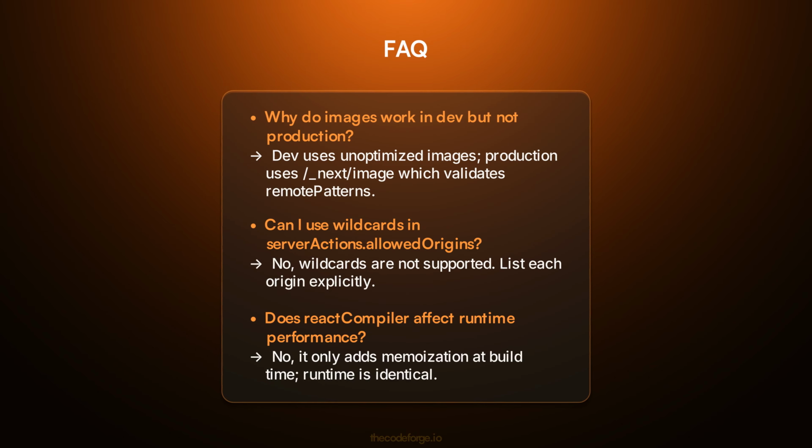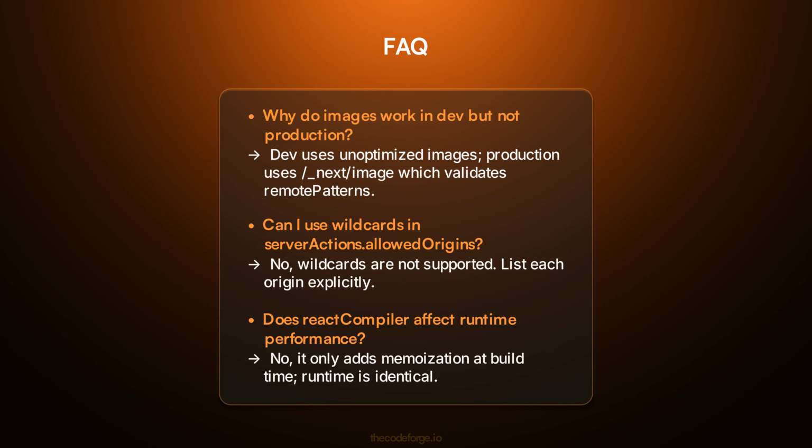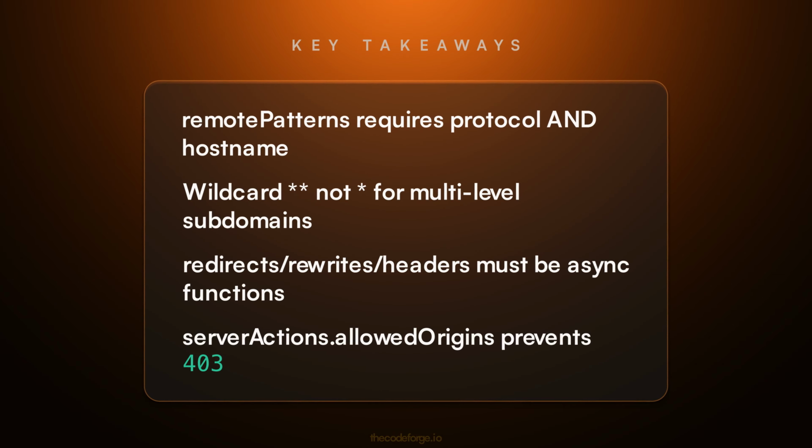And a few frequently asked questions. Why do images work in dev but not production? Dev uses unoptimized images, production uses next/image which validates remotePatterns. Can I use wildcards in serverActions allowedOrigins? No, wildcards are not supported. List each origin explicitly. Does React compiler affect runtime performance? No, it only adds memoization at build time. Runtime is identical.